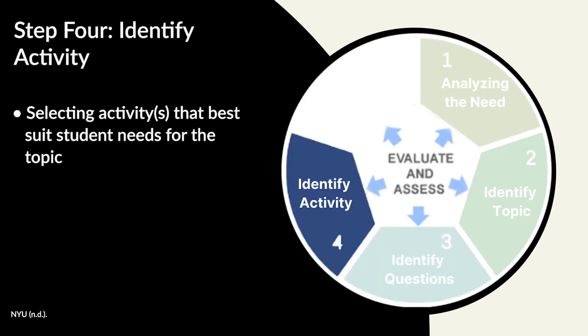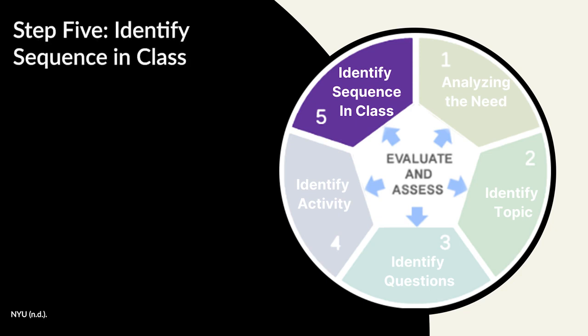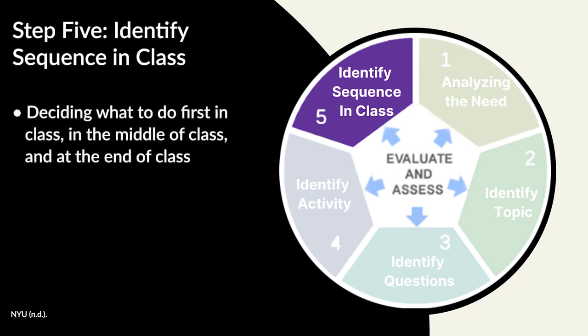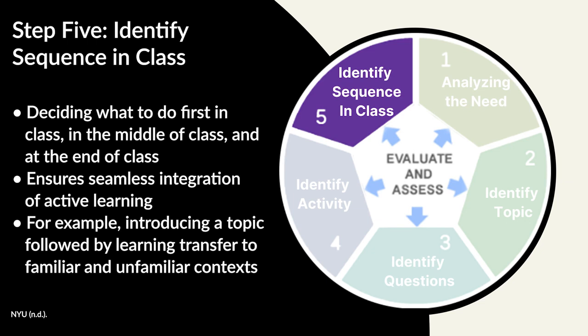Step 4 is about selecting an activity or activities that best suits students' needs for the topic. For example, whether the need requires the use of behavioral versus constructivist or connectivist objectives. Step 5 is about sequencing and deciding what to do first in class, in the middle of class, and at the end of class to ensure seamless integration of active learning. For example, introducing a topic followed by learning transfer to both familiar and unfamiliar contexts.